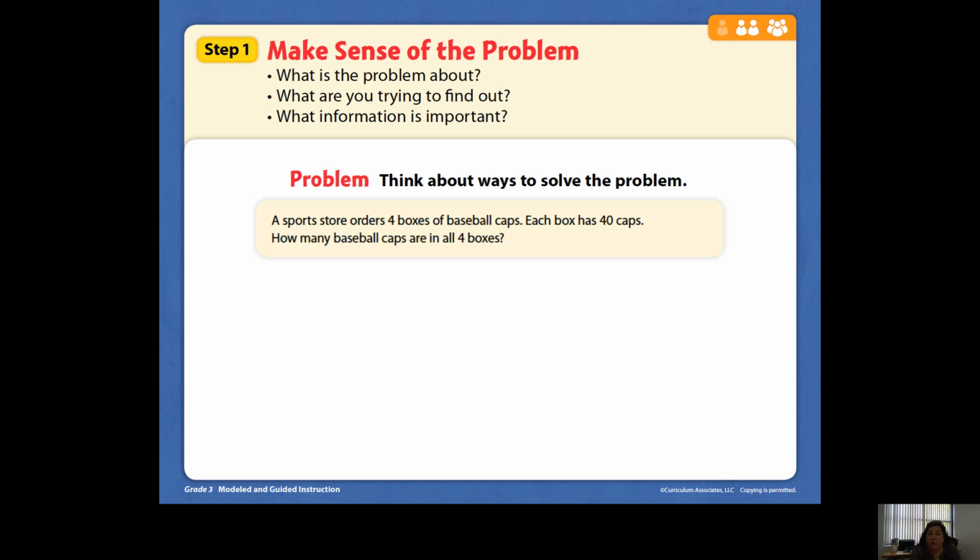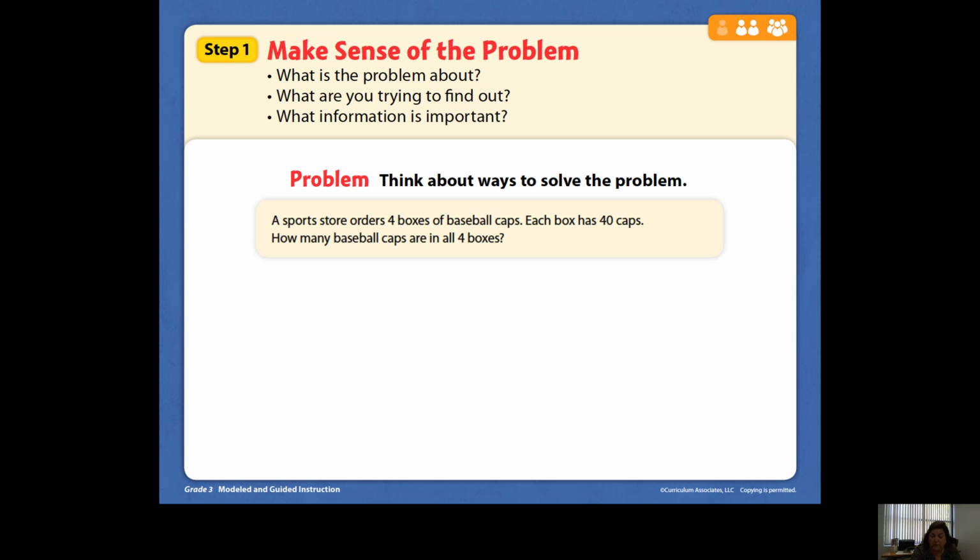So we're going to go real quick over the questions, and then I want you to get started working out the problem. What is the problem all about? Well, it's about a sports store, the number of boxes of baseball caps they have. And they are needing to know how many baseball caps they have in all, which is what we're trying to figure out.